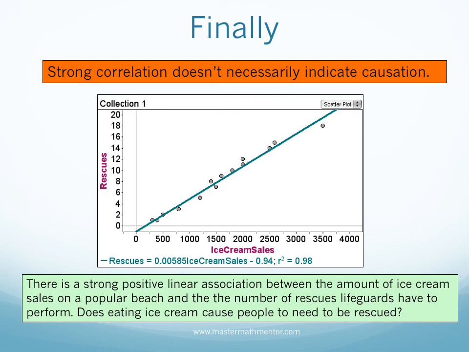However, just because there is a strong association between eating ice cream and lifeguard rescues doesn't mean that eating ice cream causes people to need to be rescued. Ice cream is sold when it is hot, and when it is hot, people swim. Hence, more people need to be rescued. The lurking variable is the number of people on the beach.